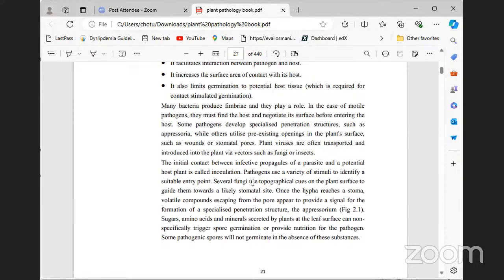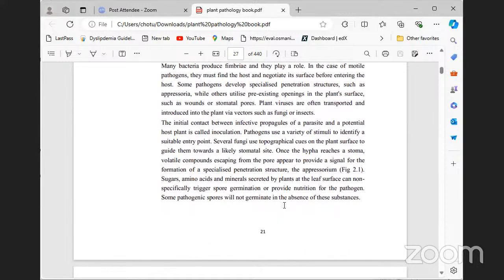Another thing is that plant viruses are often transported and introduced into the plant via vectors, such as fungi. The initial contact between infective propagules of a parasite and a potential host plant is called inoculation. Pathogens use a variety of stimuli to identify a suitable entry point.